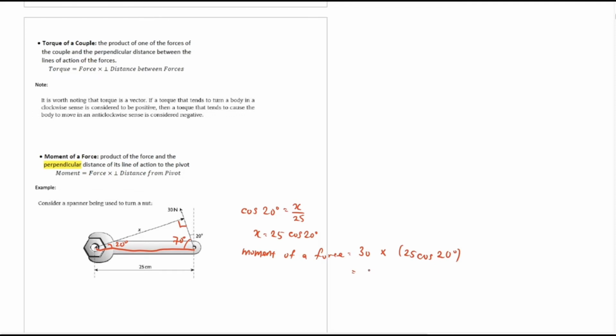Okay, then if you count this, you get 7.05 Newton meter. So you will realize it is very similar to torque. It's force times perpendicular distance also. But the thing is, for torque, since there are two forces, the distance is the distance between the two forces. For moment, the distance is the distance from one force to the pivot. Okay, so that's the thing. We must be very careful with this.